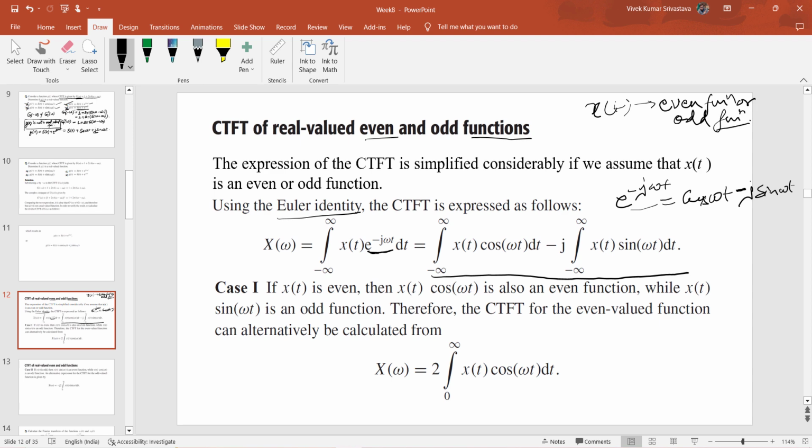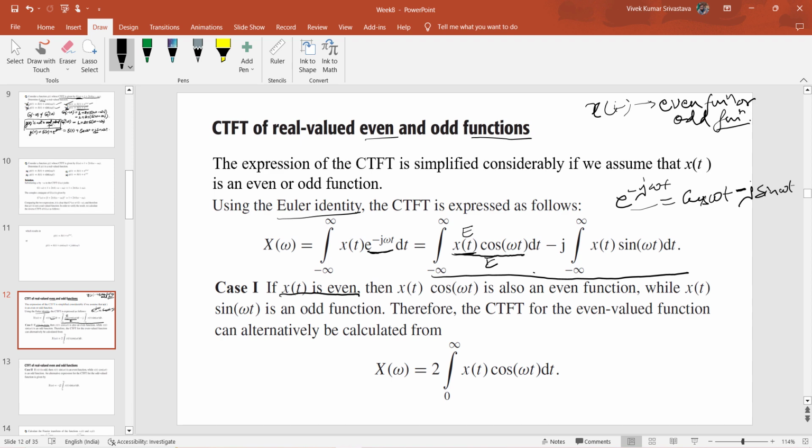Now let us take two cases. First, when x of t is an even function. In this case the whole term, x of t into cos of omega t, is an even function, because cos of omega t itself is an even function. The multiplication of two even functions will always be an even function, so this term is non-zero.